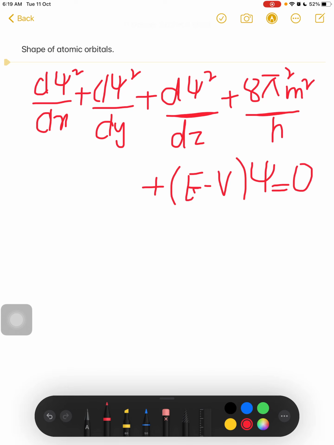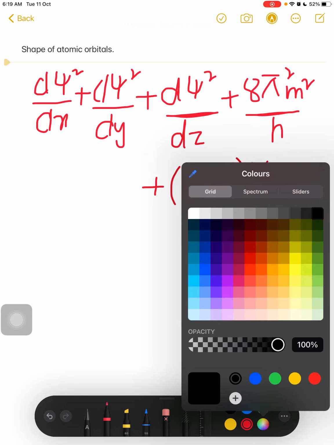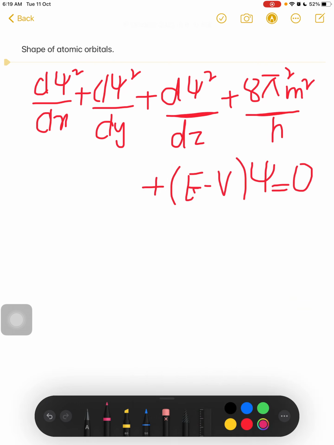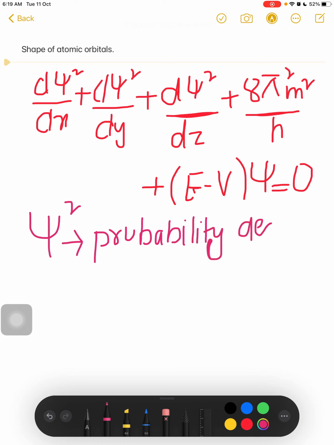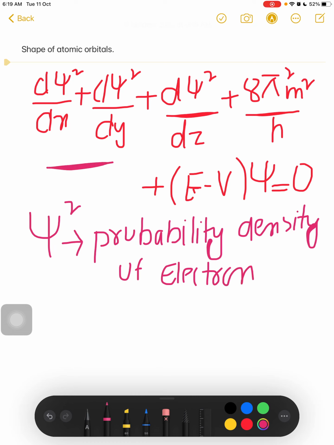So this is Schrodinger's wave equation, where ψ² is the probability density of an electron. So we came to know that when we solve this equation, in the result there were 3 variables, and those variables were named quantum numbers, and the spin quantum number was introduced after that. It was discovered after that.